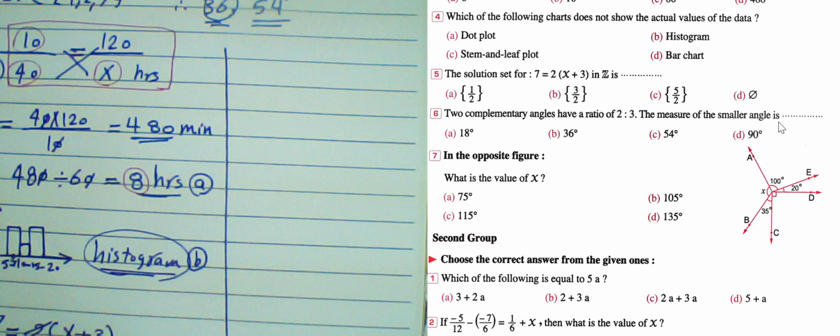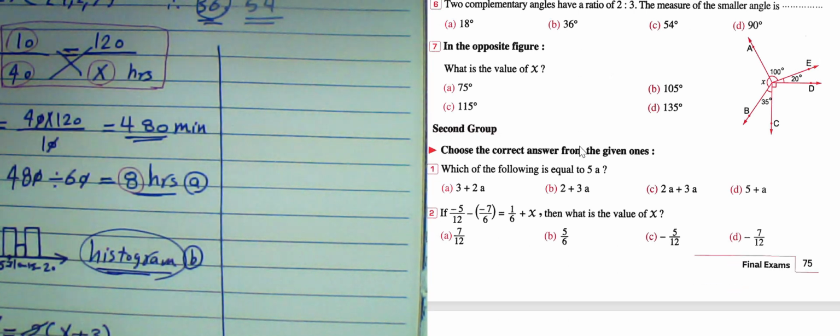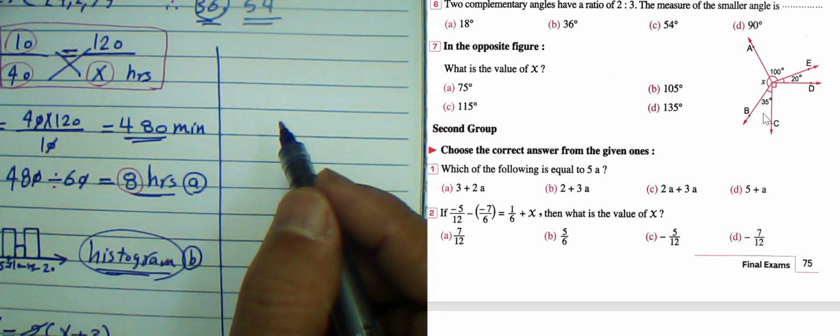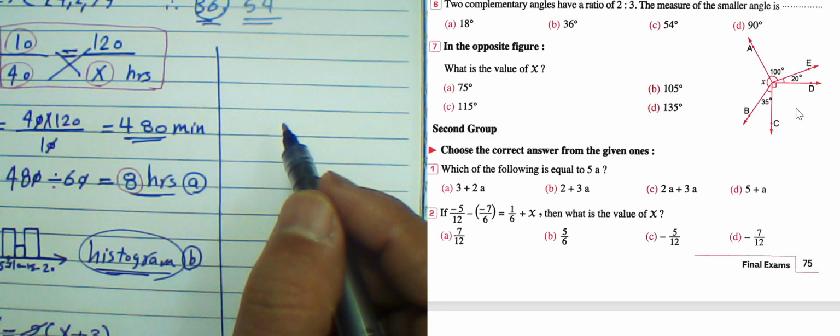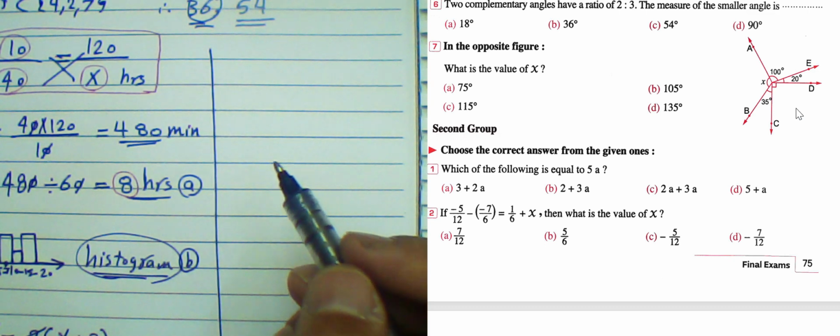Next question. Number 7, in the opposite figure, what is the value of x? We have angles around a point. The sum of them equals 360, because we have 1, 2, 3, 4, 5 angles around the point x. Then the sum of all angles around a point equals 360.